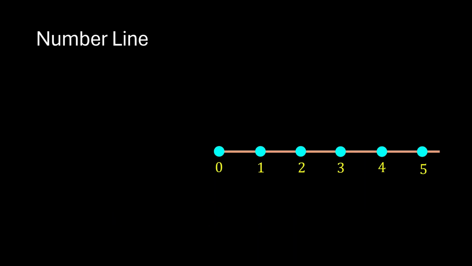A number line helps us to understand integers. Numbers increase as we move to the right. So if we start at 0, here we've jumped 1 step, 2 steps, 3 steps, 4 steps, 5 steps, and so on. And numbers decrease as we move to the left. So if we start at 5, we're decreasing by 1 to go to 4, then 3, then 2, then 1, then 0. 0 is always in the middle of the number line.